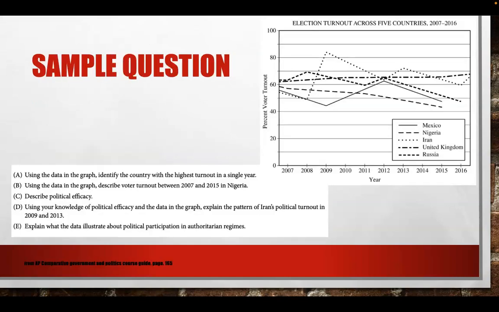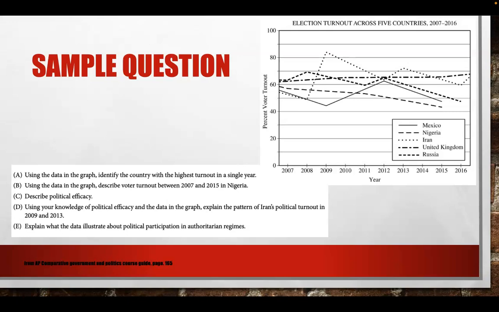Right here, you can see an example. So again, this is coming from the course guide, page 165. We have the image to the side, that chart. In the chart, we can see the different course countries, the election turnout in those countries over a series of years. So again, look at the graph and identify the country with the highest turnout in a single election year. So all we need to do is look at the graph, see which one's the highest. We can see the dotted line that's above 80 in 2009, and we can see that that is Iran. We answer this question by simply stating Iran.